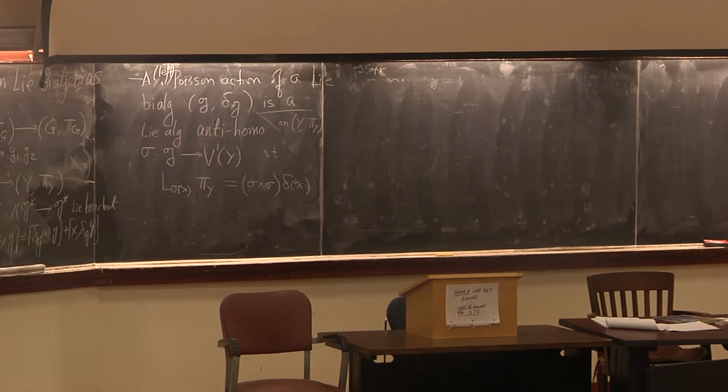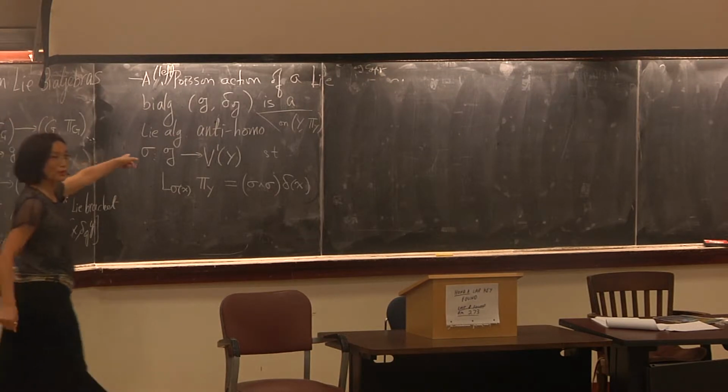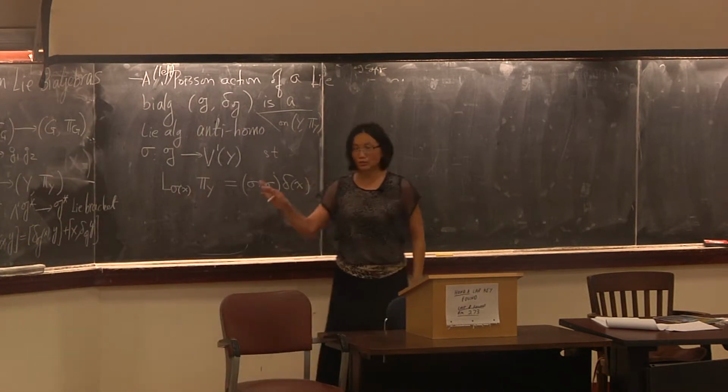And then there's a correspondence. It's a theorem proved by Alan Weinstein some 30 years ago that if the Poisson Lie group is connected, and you have a Lie group action of your Poisson Lie group, then you look at the corresponding infinitesimal Lie algebra action, and this is a Poisson action if and only if it's a Poisson action by the Lie bialgebra. So this is all standard.